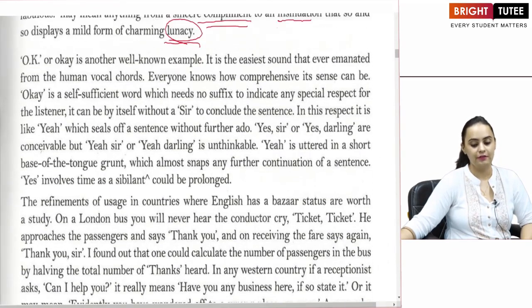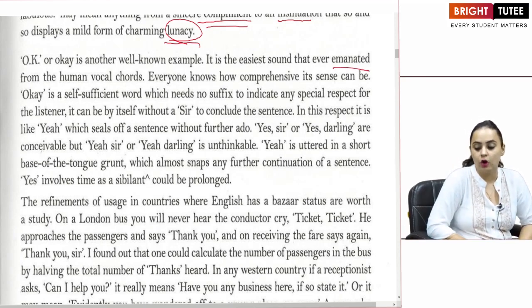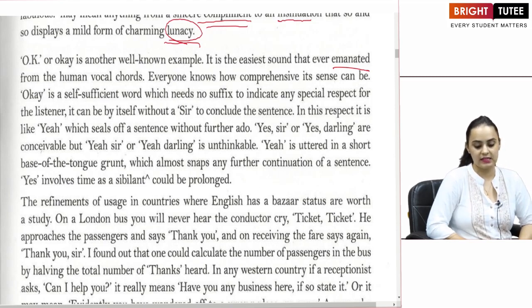Okay, or OK, is another well-known example. It is the easiest sound that ever emanated from the human vocal cords. Everyone knows how comprehensive its sense can be. Okay is a self-sufficient word which needs no suffix to indicate any special respect for the listener. It can be by itself, without a "sir," to conclude the sentence. In this respect, it is like "yea," which seals off a sentence without further ado. "Yes, sir" or "yes, darling" are conceivable, but "yea, sir" or "yea, darling" is unthinkable. "Yea" is uttered in a short base-of-a-tongue grunt, which almost snaps any further continuation of a sentence. "Yes" involves time, as a sibilant could be prolonged.